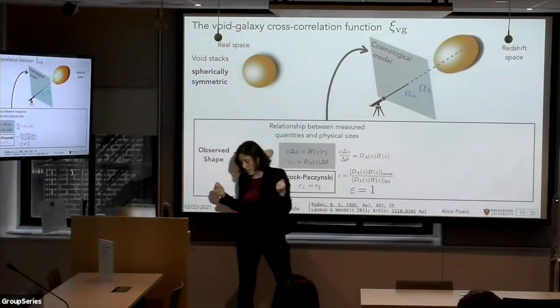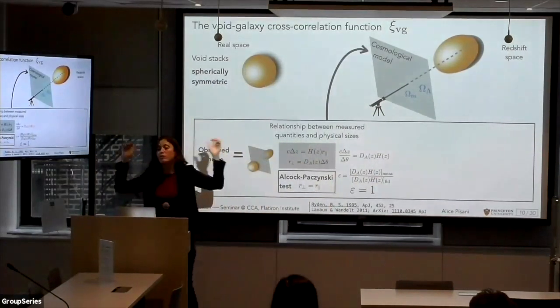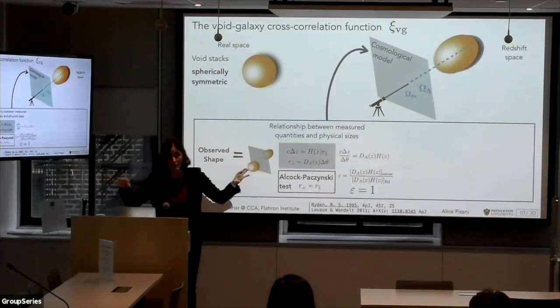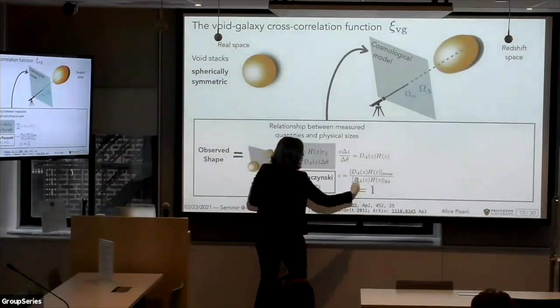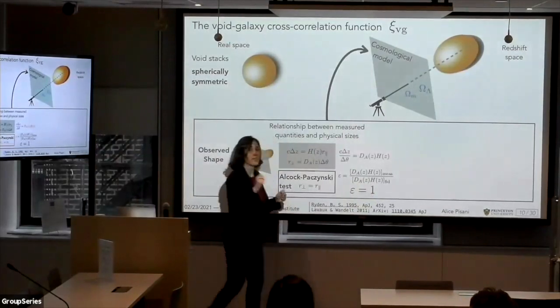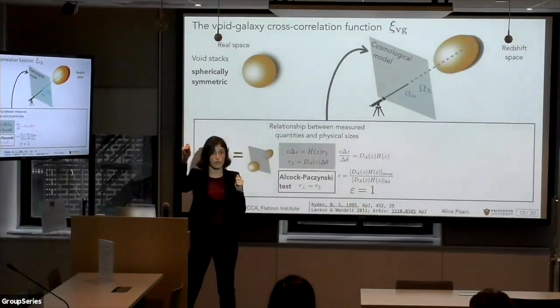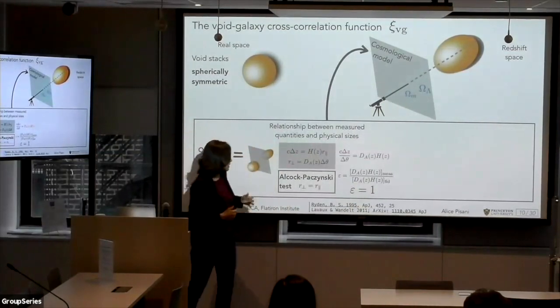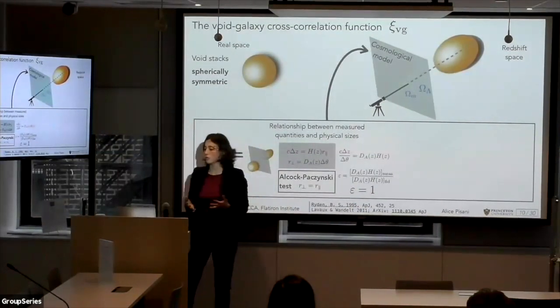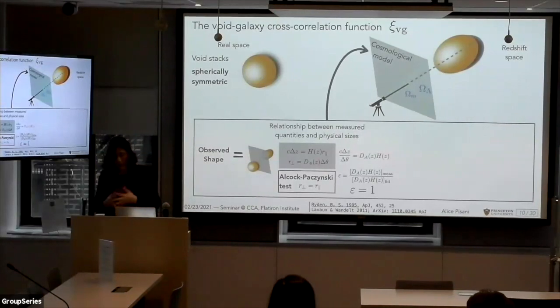And it means that if I observe a survey, I will find my voids, I will stack those voids, and then I will measure their shape. If this ratio here is 1, it means I have used the correct cosmology to convert from redshift space coordinates into real space. If not, it means I need to correct my cosmological model. Good. So we have an Alcock-Paczynski test methodology to test the content of the universe.